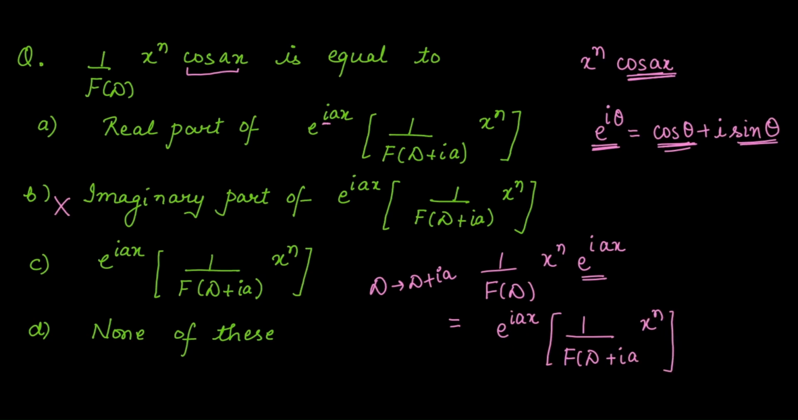Now when you operate this one, we just need to evaluate the answer for the cos ax. So cos ax is the real part of this form. So it means this answer is also evaluated by using the real part of this expansion.